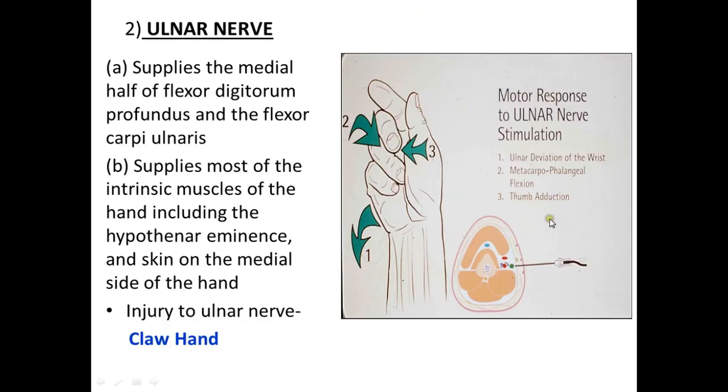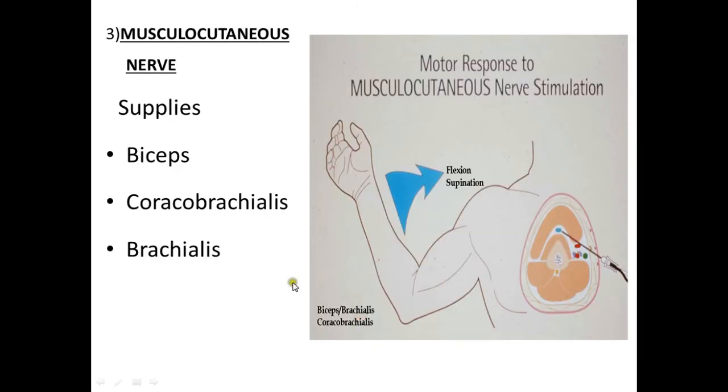The ulnar nerve supplies the medial half of the flexor digitorum profundus and the flexor carpi ulnaris. It supplies most of the intrinsic muscles of the hand, including the hypothenar muscles, and the skin on the medial side of the hand. Motor response to ulnar nerve stimulation shows ulnar deviation of the wrist, metacarpophalangeal flexion, and thumb adduction, and injury of the ulnar nerve leads to the claw hand.